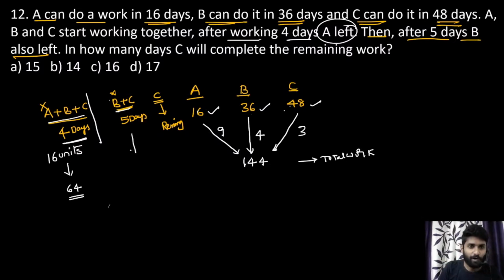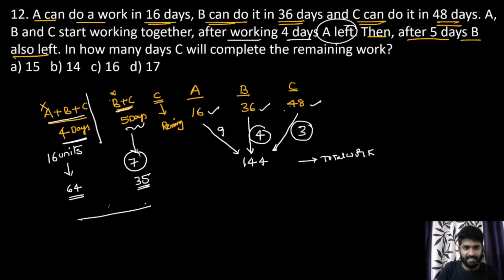Next, B and C worked for 5 days. B does 4 units per day, C does 3 units per day. Now BC completed 7 units per day. In 5 days they completed 35 units. Now observe, guys, for this entire representation, the total number of units completed by A, B, C and BC together is exactly 99 units.